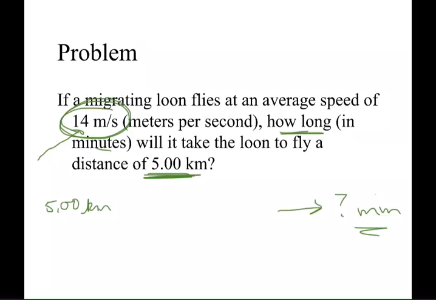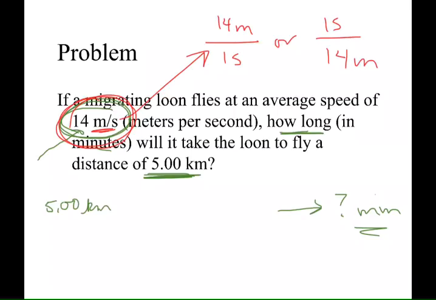Now, I really encourage students to unpack that 14 m/s. I should never really see that on a problem written like that. It should always instead be 14 meters per 1 second. Do you see how that translates to that? Well, if that's the case, I can either use it like that, or I can flip it, 1 second by 14 meters, whichever works in working my problem.